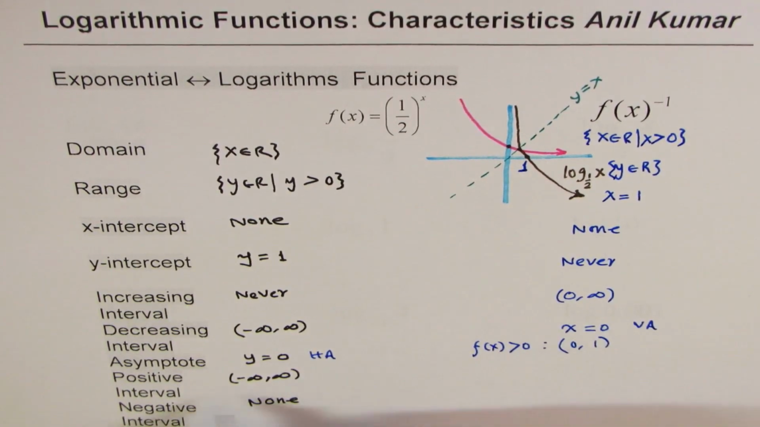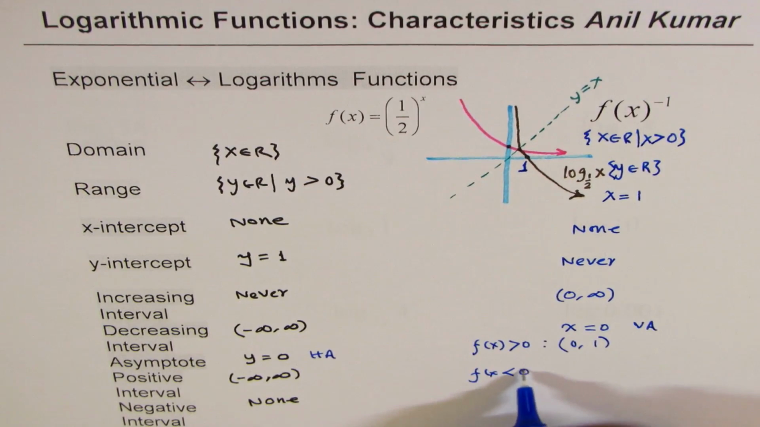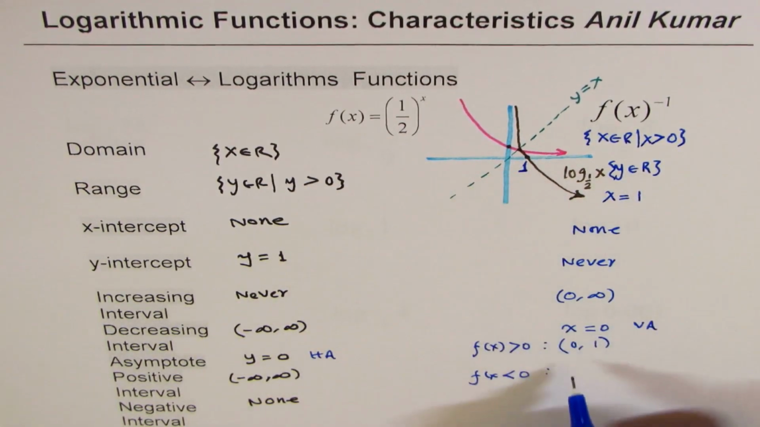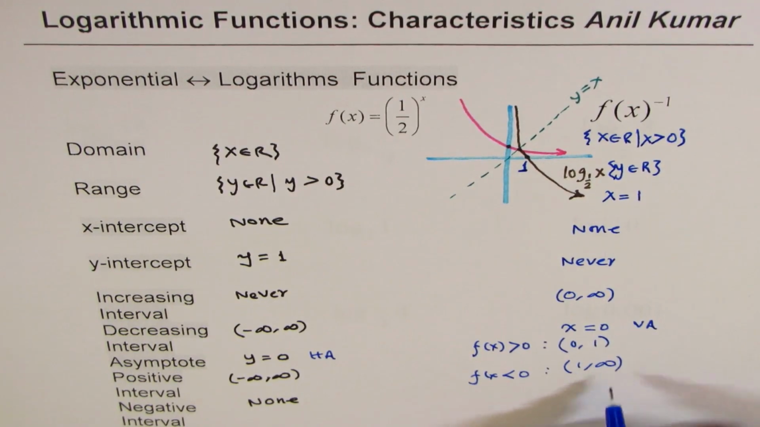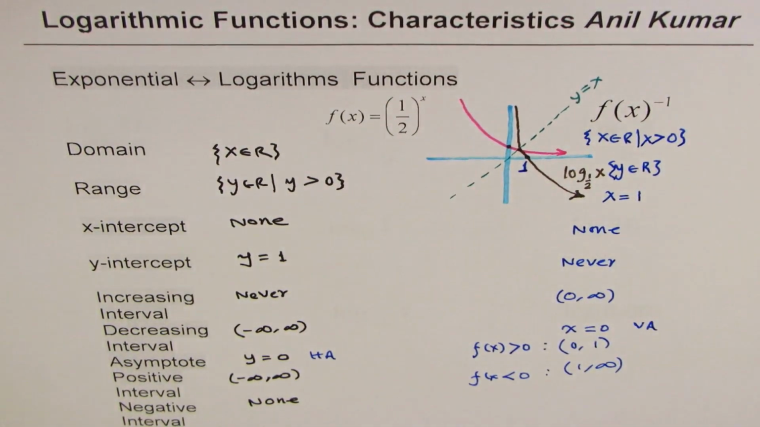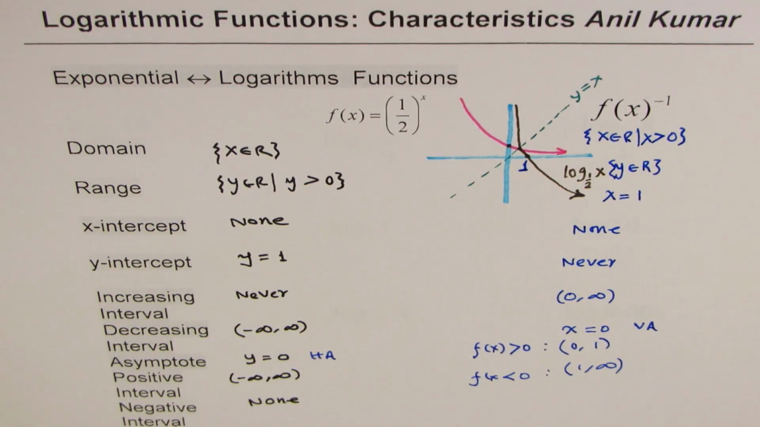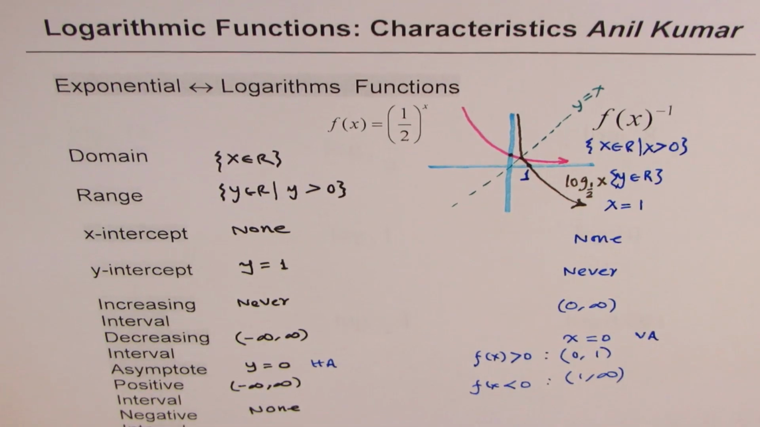Is it okay? That is very interesting. Negative interval means f of x is less than 0, it is less than 0 after 1, right? So from 1 to infinity, for a decaying kind of function, that is what you get for the negative interval. Perfect. So I hope these characteristics are very easy to understand once you make a sketch. So I would like you to take a few other functions and write down their domain, range, x-intercept, y-intercept, increasing and decreasing intervals, asymptotes, and where the functions are positive or negative. Okay, so let's move on to the next page now.